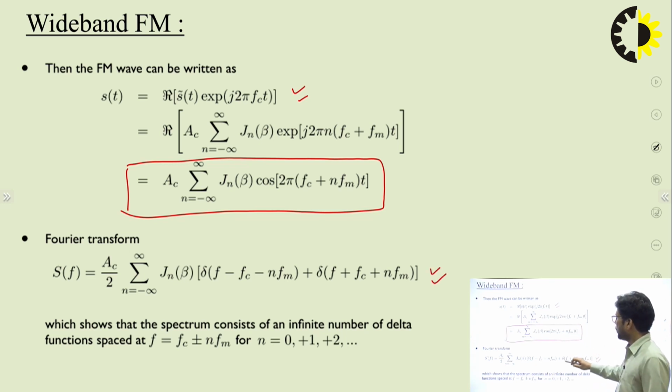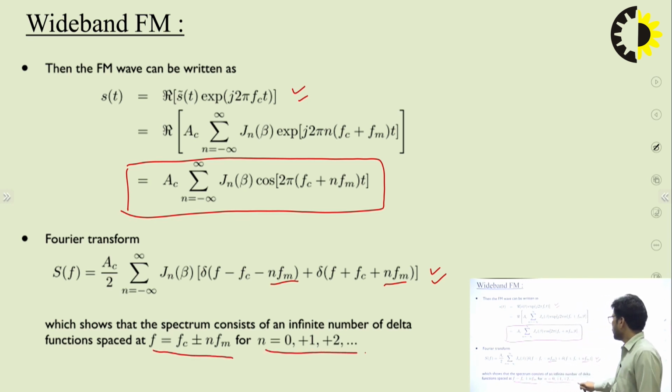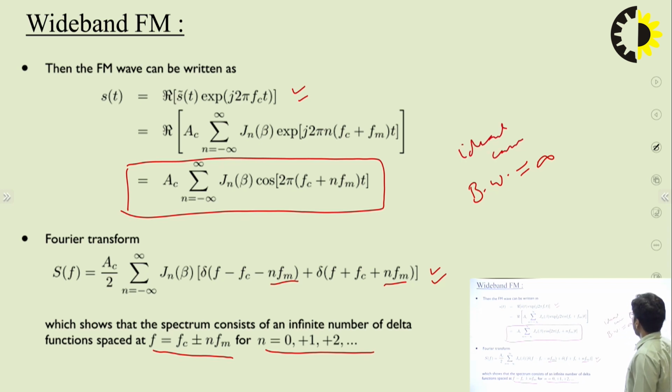Now you can clearly observe here, we have the n fm terms, meaning the bandwidth here: f is equal to fc plus minus n fm, where n is equal to 0, 1, 2, 3. If I put n equal to 1, 2, 3, 4, 5 up to infinity, the bandwidth of this signal is from minus infinity to infinity. So in the ideal case, the bandwidth of FM would be equal to infinity.